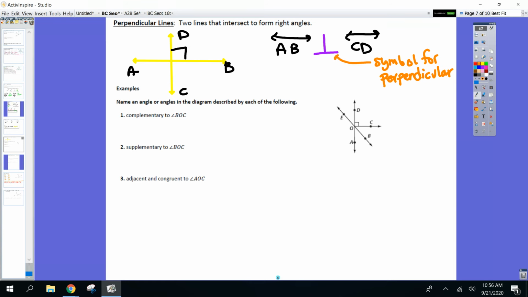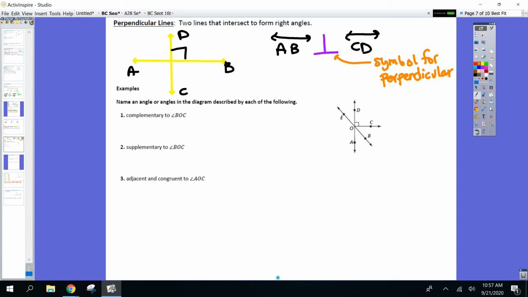And in your notes, can somebody give me an angle that is complementary to angle BOC? Again, locating an angle. Even the honors kids have trouble sometimes locating where the angle is. BOC, follow the order of the letters, B to O to C. So I'm talking about that angle right there, BOC. I need an angle that's complementary to it.